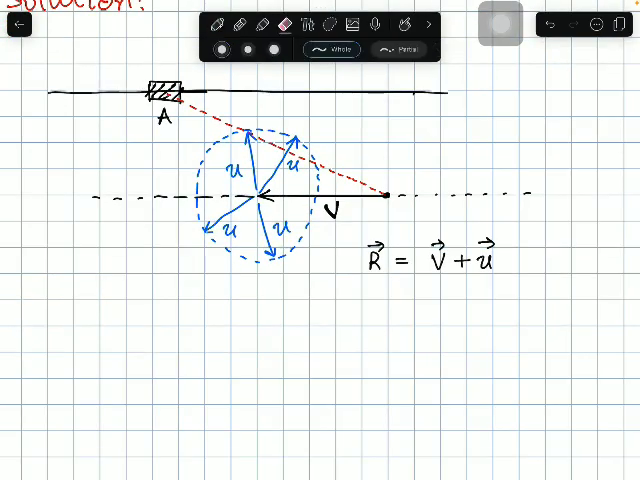So if we choose this specific u, let me erase all other unnecessary speeds and pick only this specific u. If you run in this direction, your resultant speed would be this one.